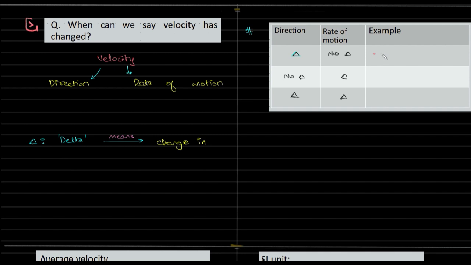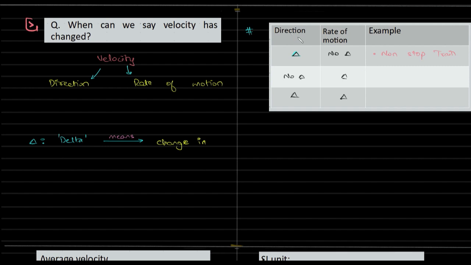Now, an example over here would be a non-stop train. So this is a case wherein the train keeps running from one station to the other station with a constant speed. But every few hundred meters, 100, 200, 300 meters, there will be a change in direction, right? So this is a case wherein the speed remains constant in most of the journey, while the direction keeps changing.